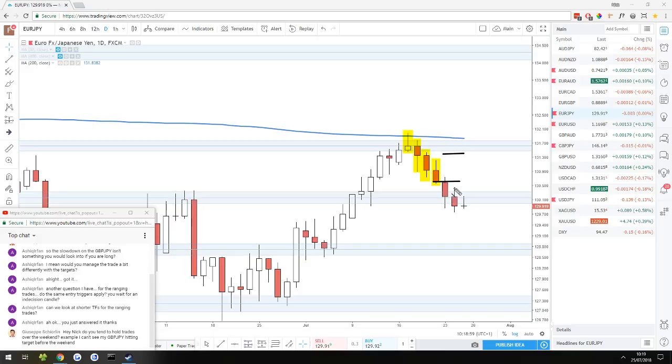But there are scenarios in which I will hold it over the weekend. Most times I try to close out trades. But if, like the example I gave earlier, it's 50% of the way to my target and it's not quite hit that target yet, it's not going to get even close to that target by the end of the week, I'll probably leave it open.